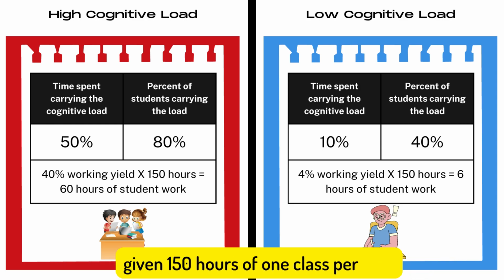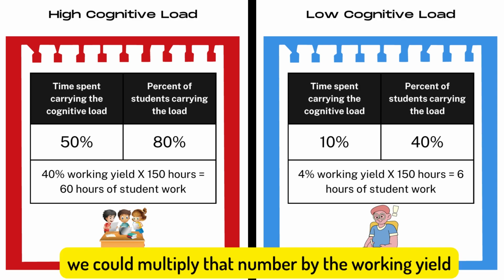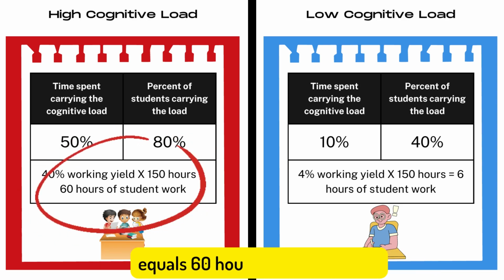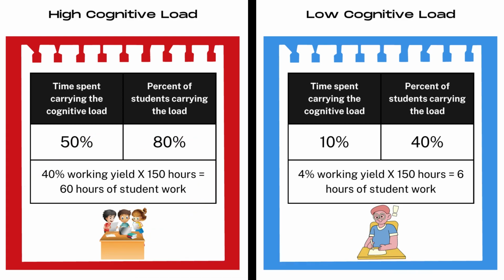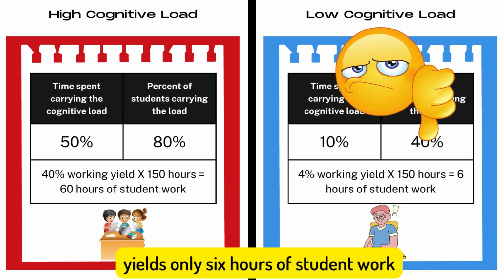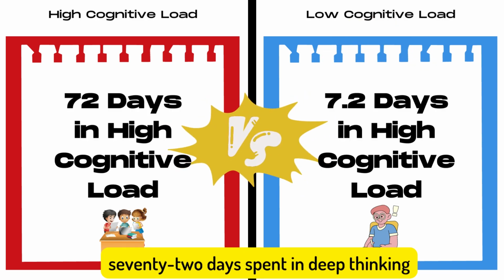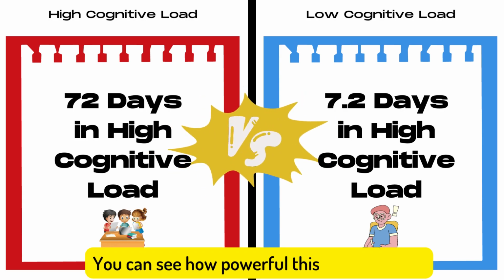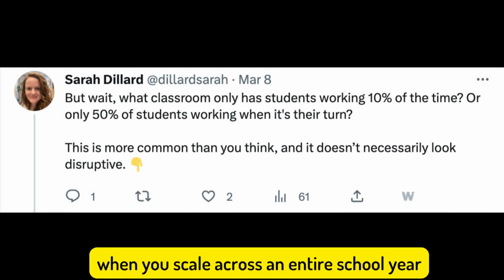Given 150 hours of one class per year, we can multiply that number by the working yield and see a classroom with high cognitive load equals 60 hours of student work, but a classroom with low cognitive load yields only 6 hours of student work. And that's a total of 72 days spent in deep thinking versus 7.2 days spent in deep thinking. Wow. You can see how powerful this idea becomes when you scale across an entire school year.